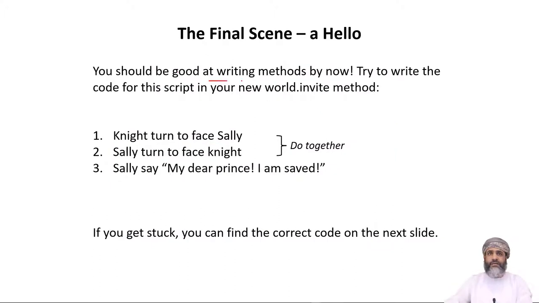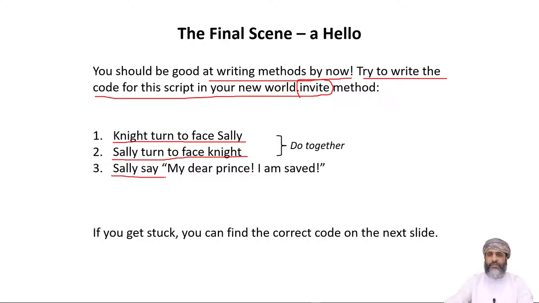You should be good at writing methods by now. يعني إلى هذه اللحظة الكل منكم قادر على كتابة أي أوامر في الميثودز. Try to write the code for this script in your new world invite method. What the coach should do: Knight turn to face Sally. يتجه بوجه صوب سالي أو أليس. Alice turn to face Knight. أيضا تنظر له أليس. سالي أو أليس says, My dear prince, I am saved.